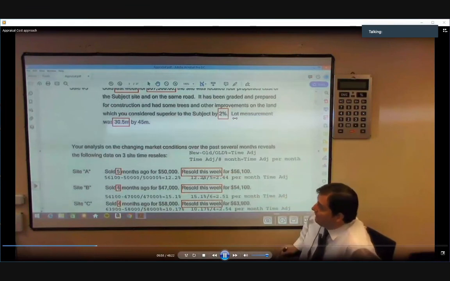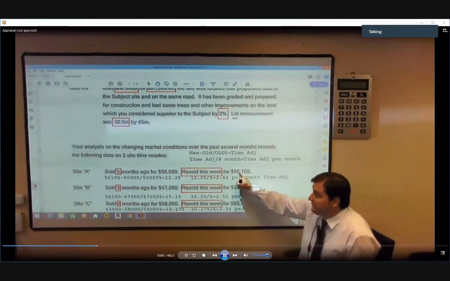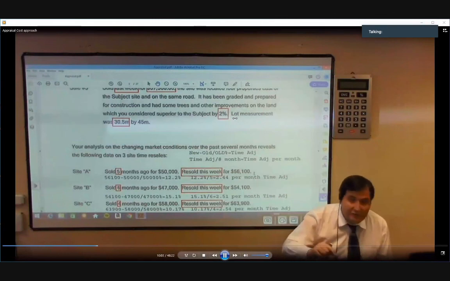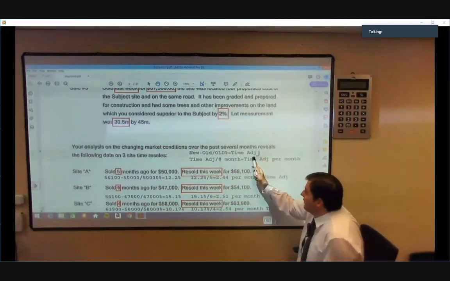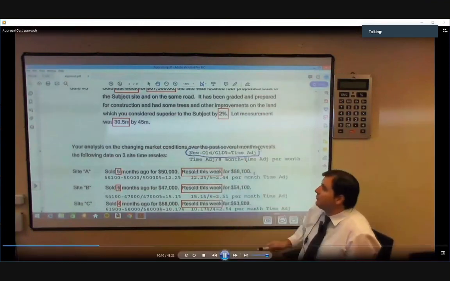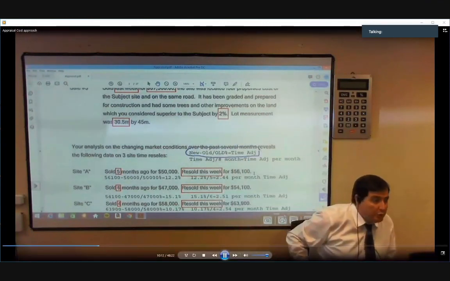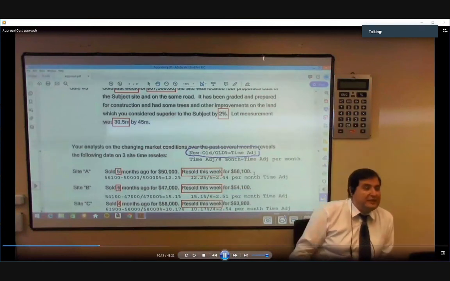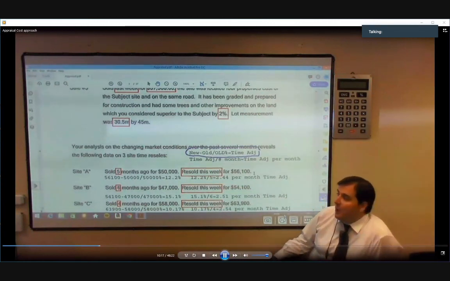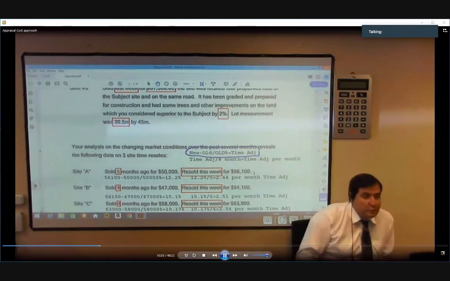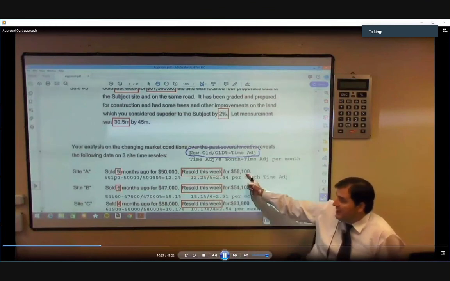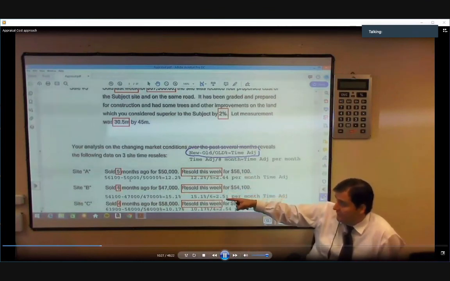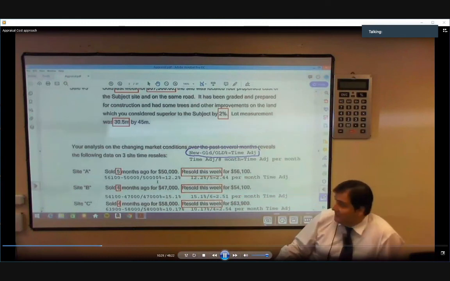They say sold 5 months ago, 50,000, and sold last week, 56,100, the same land. So you want to know if the price went up or went down. The formula for that is new price minus old price divided by old, as a percentage. So between now and 5 months ago, which one is the new price? Now. 56,100 minus 50,000 old, divided by 50,000, as a percentage. That's going to give you 12.2%.